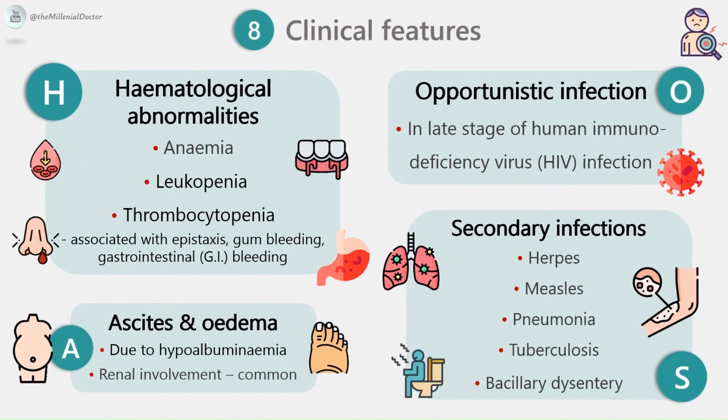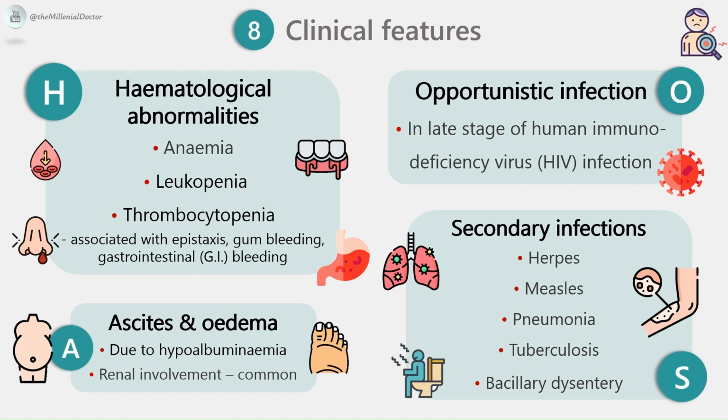Anemia is almost always present and is usually severe. Then leukopenia, that is decreased WBC count. Then thrombocytopenia, decreased platelet count, is associated with epistaxis, gum bleeding, gastrointestinal, GI bleeding. Then ascites and edema may occur due to hypoalbuminemia. Renal involvement is also common.